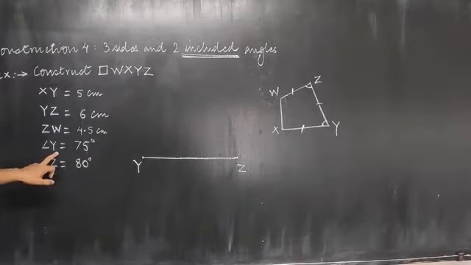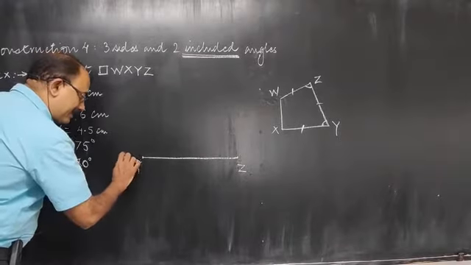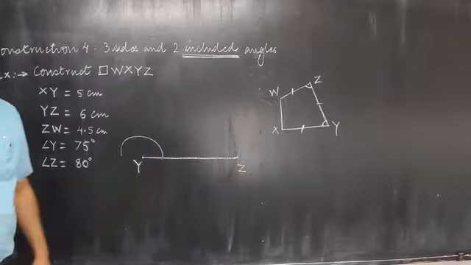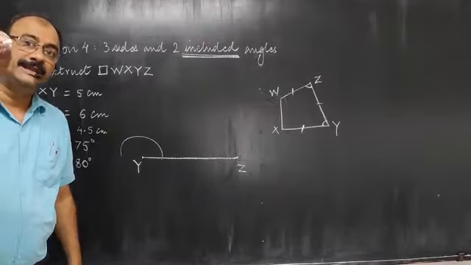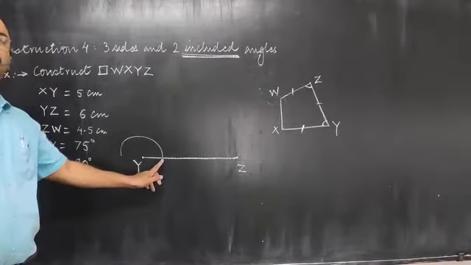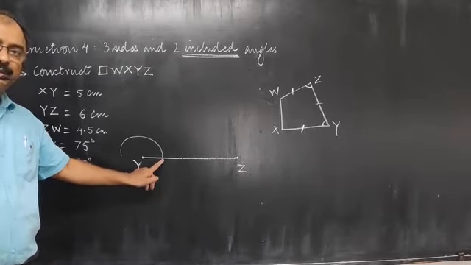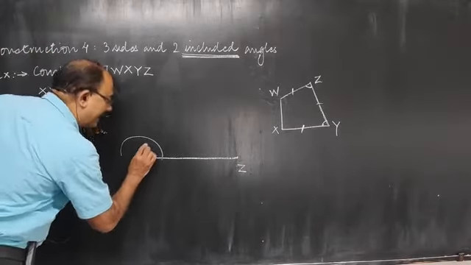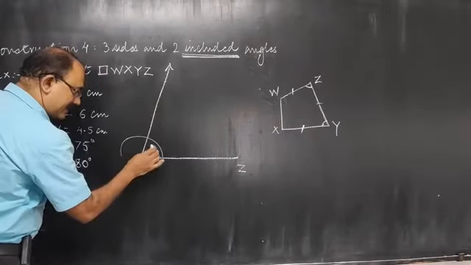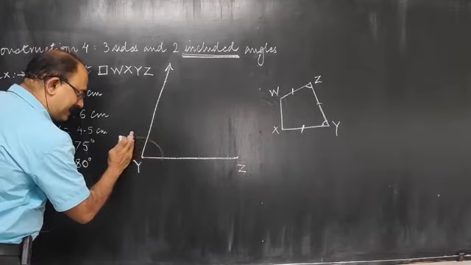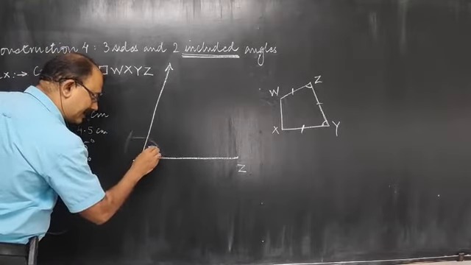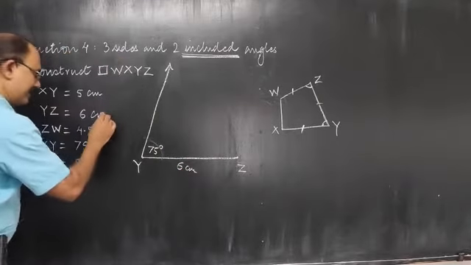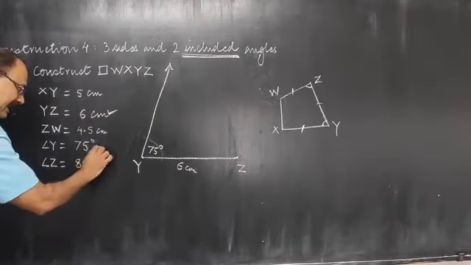Measure of angle Y is 75 degrees. So using the protractor and starting with 0 on the side of the quadrilateral. This is the 0 which lies on the side of the quadrilateral. From there you will start 75 degrees and draw a ray. This angle is a 75 degree angle. The length of this segment is 6 centimeters. So this angle is used.